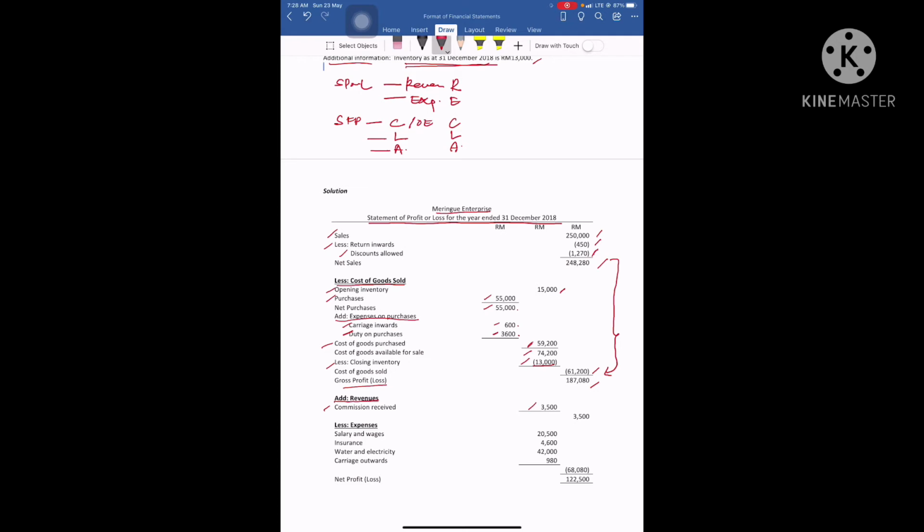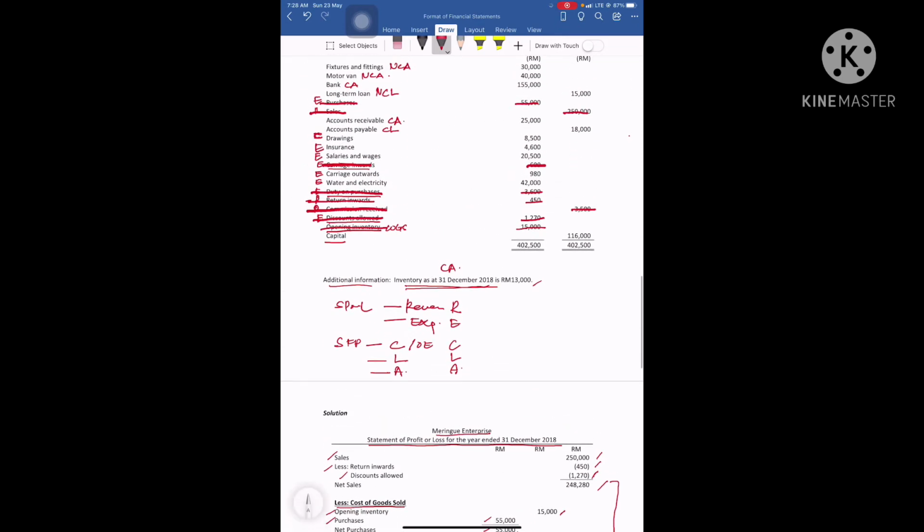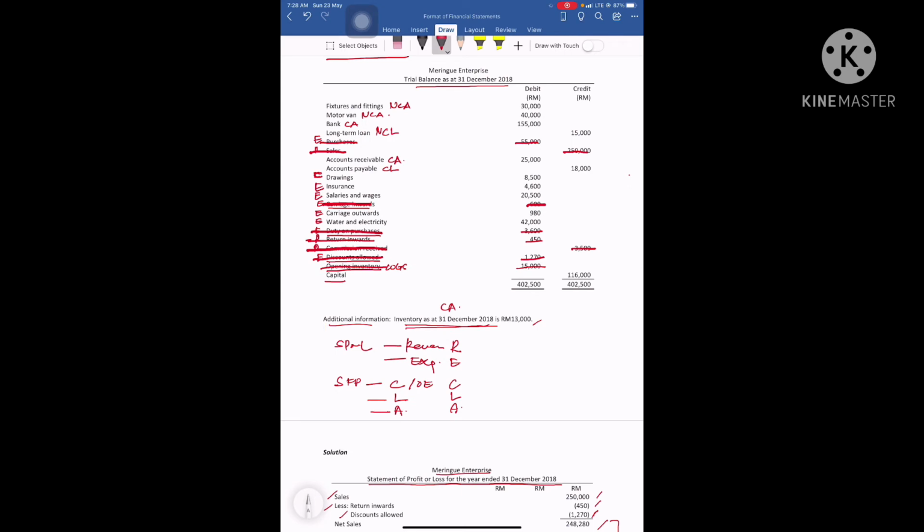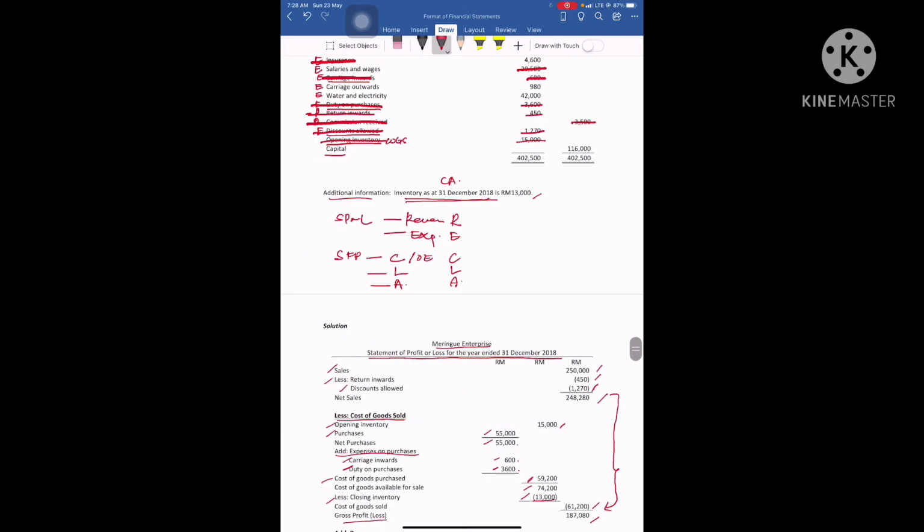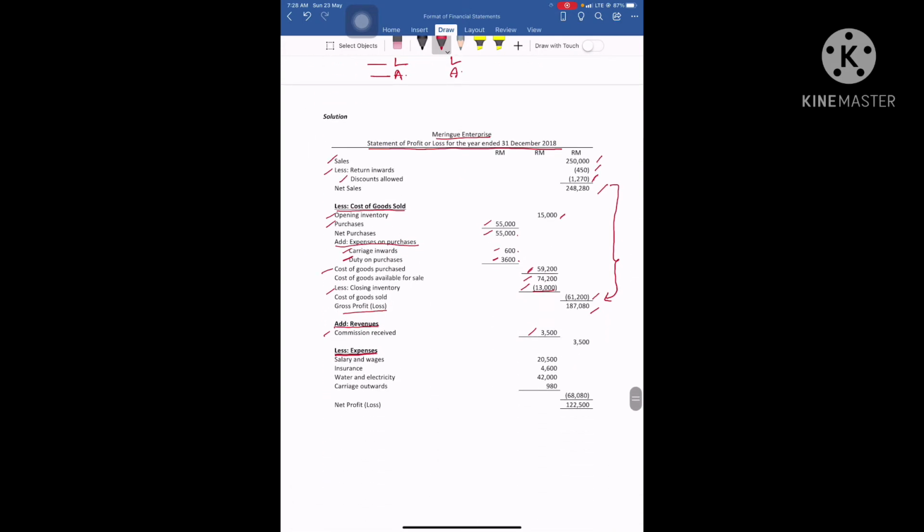So now we add on our commission receive, 3,500. And then we have to less our expenses. Please bear in mind all other expenses will be in our expenses in the statement of profit or loss. Now, we look back at our trial balance. So what is our expenses? So our expenses is insurance. So this is our insurance. So we have to put in here insurance, all right?